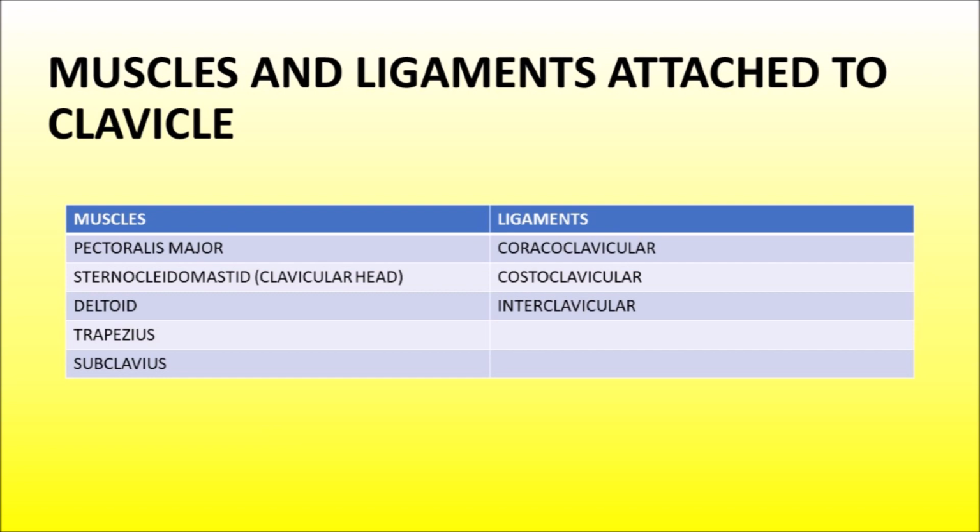The muscles are pectoralis major, sternocleidomastoid, deltoid, trapezius and subclavius, and the ligaments attached are coracoclavicular, costoclavicular and the interclavicular.